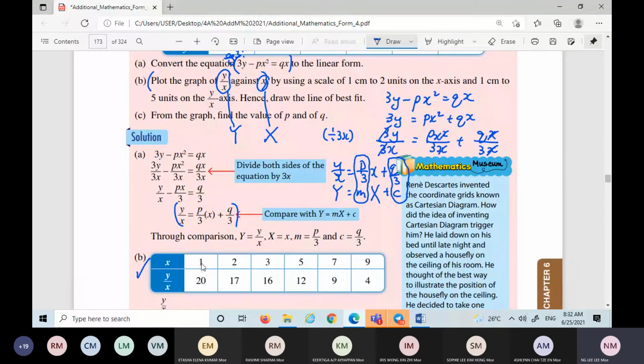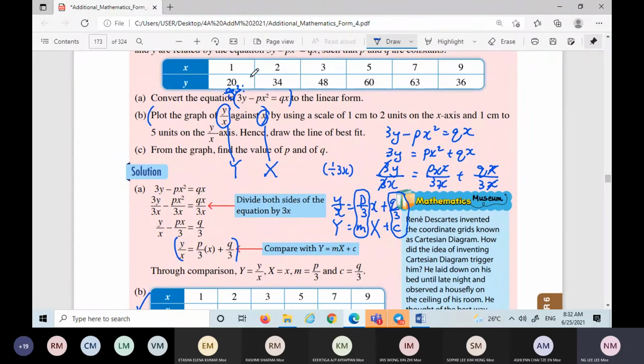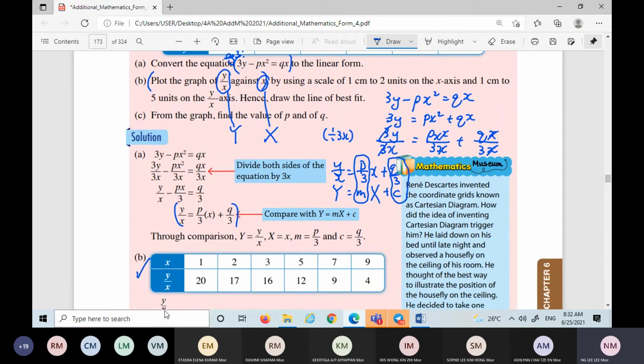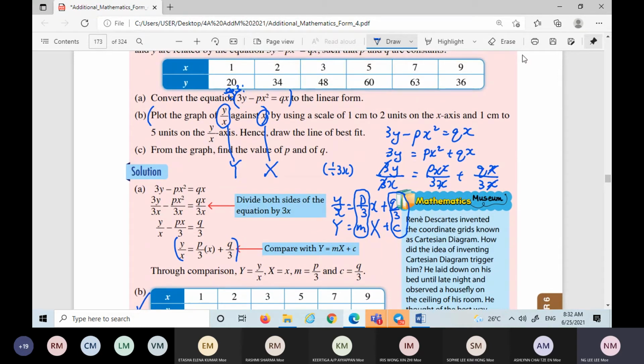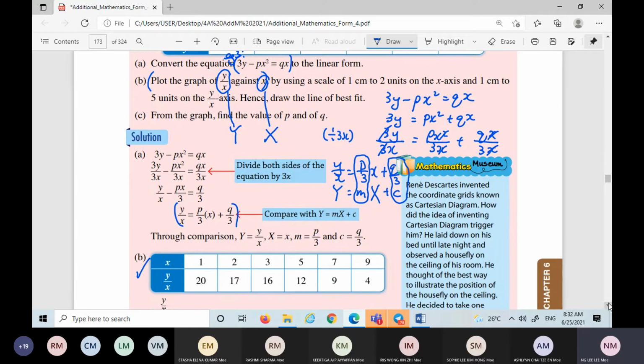Okay, so how to get this value y over x? For x is 1, the y is 20. So y over x is 20 divided by 1, therefore you get 20. For x is 2, the y is 34. Therefore y over x is 34 divided by 2. Then this is how you get 17. Okay, and then continue.